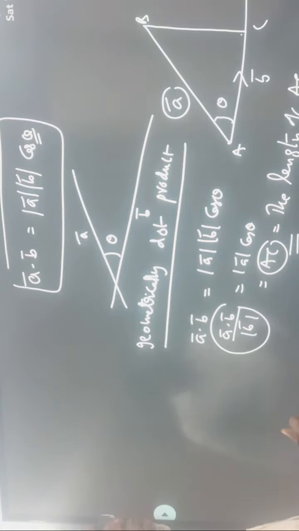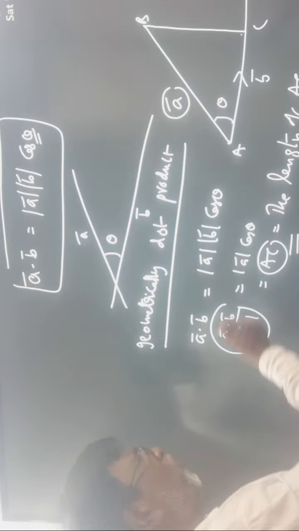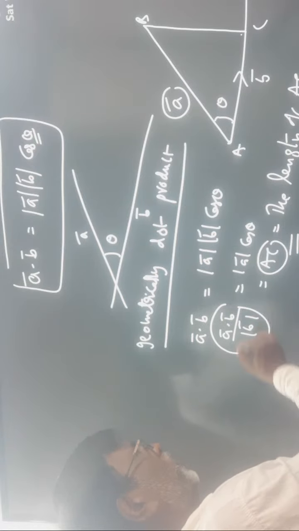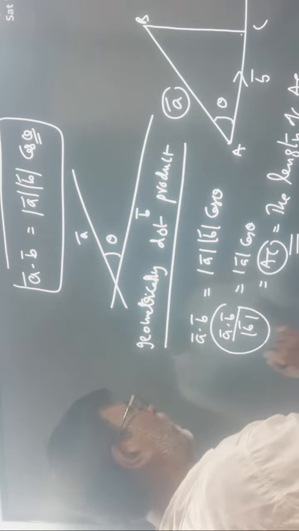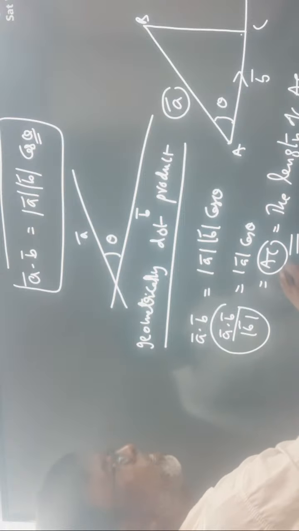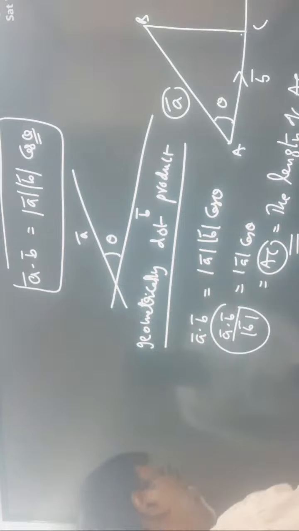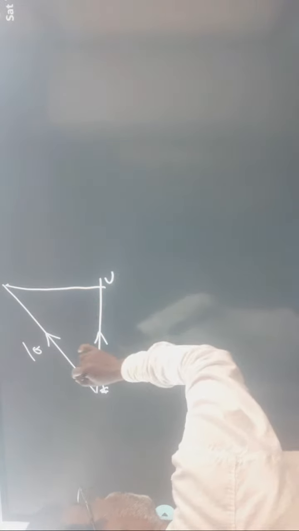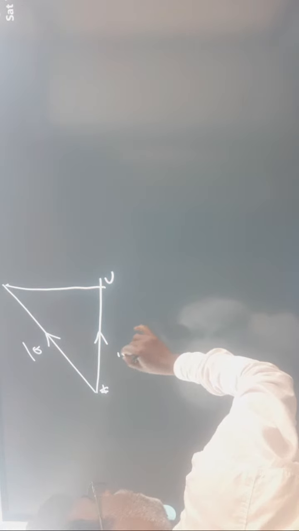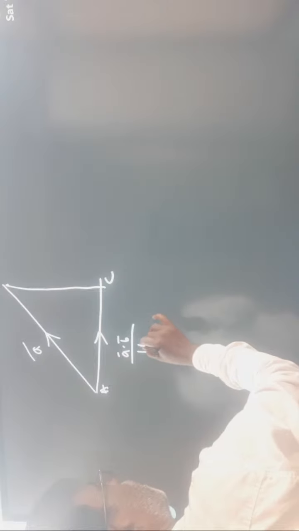So this is a very important concept. The projection of A bar on B bar is A dot B by mod B. That is AC. This is the explanation. Suppose this vector A bar is given like this. Already we know this length AC, the projection, which is A dot B by mod B.